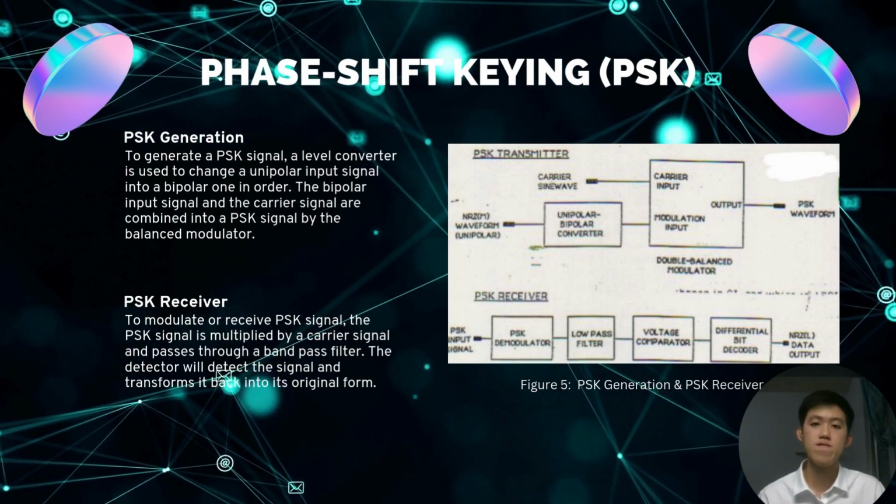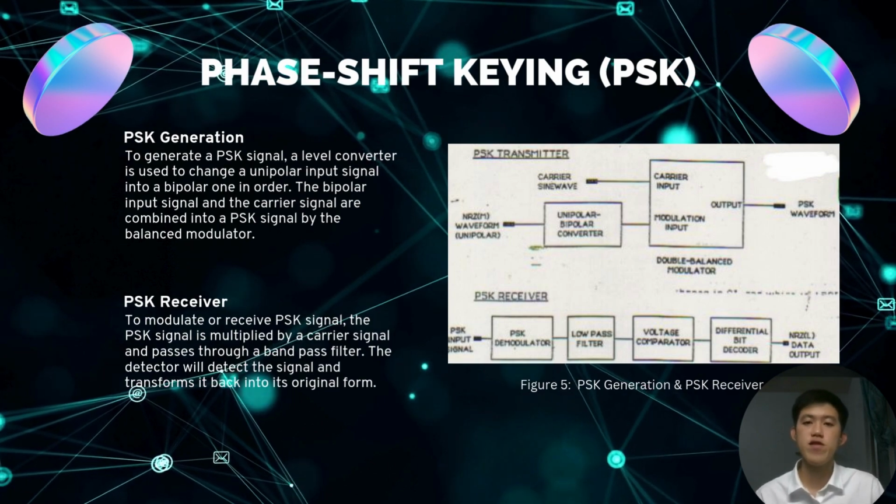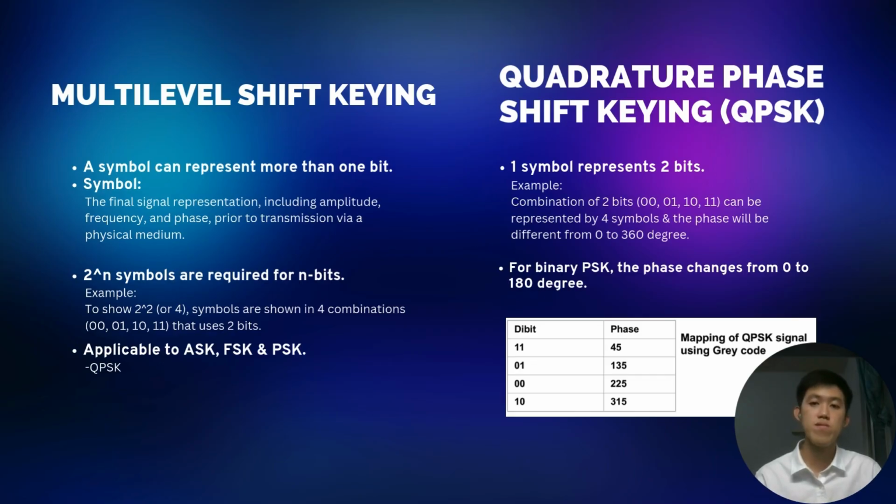Next is multi-level shift keying, where there is a symbol that can represent more than one bit. So what is a symbol? The symbol is the final signal representation, including amplitude, frequency, and phase, prior to transmission via a physical medium. And 2 to the power of n symbols are required for n bits. For example, 2 to the power of 2, which is 4 symbols, are shown in 4 combinations, which are 00, 01, 10, 11, that use 2 bits. This is applicable to ASK, FSK, and PSK. It is also proven that QPSK is very useful.